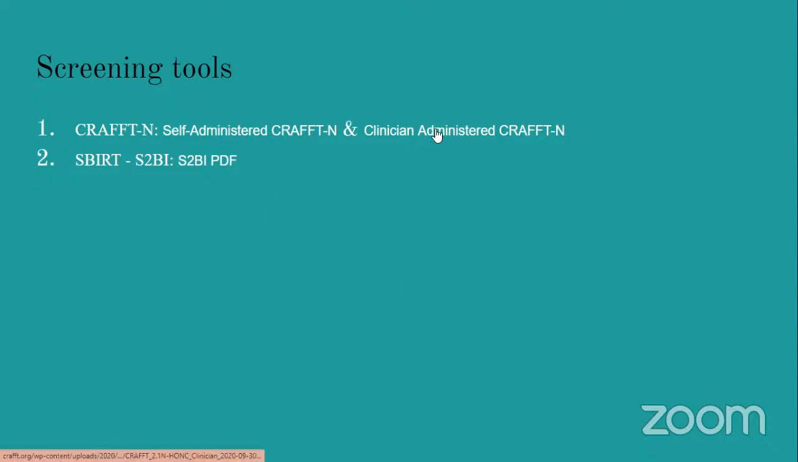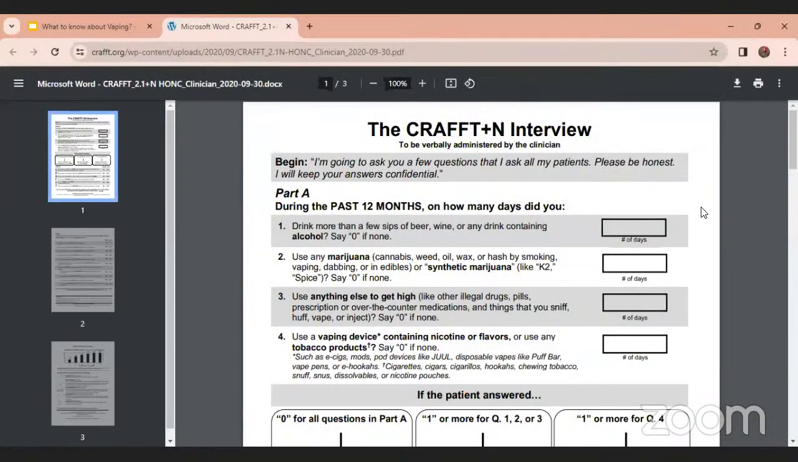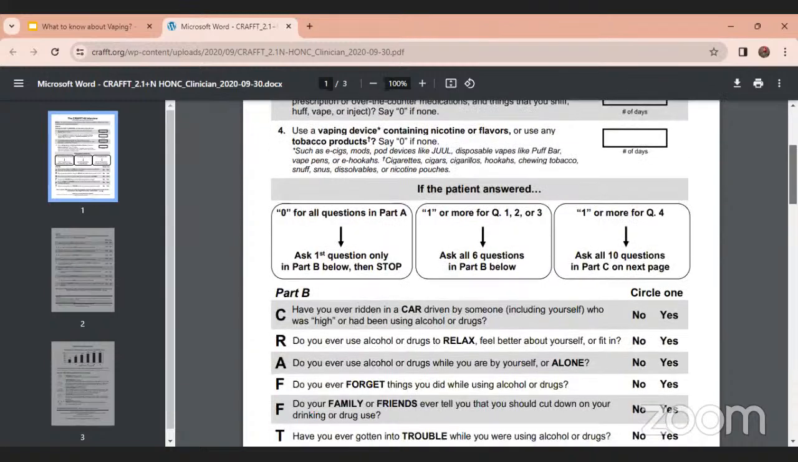We can take a look at the clinician-administered. The clinician-administered version gives us a look at the past 12 months of the patient's habits. It looks into alcohol use, marijuana use, any other drug use to get high, and looks into the vaping usage.